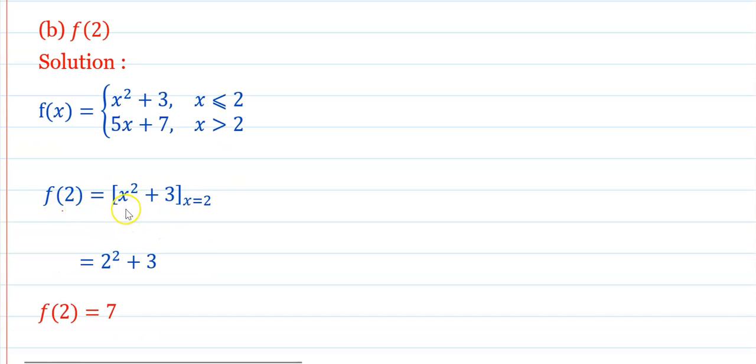Therefore f of 2 is equal to x square plus 3 at x is equal to 2. Replace x by 2. 2 square plus 3. 2 square is 4. 4 plus 3 that is 7. Therefore f of 2 is 7 in this way.